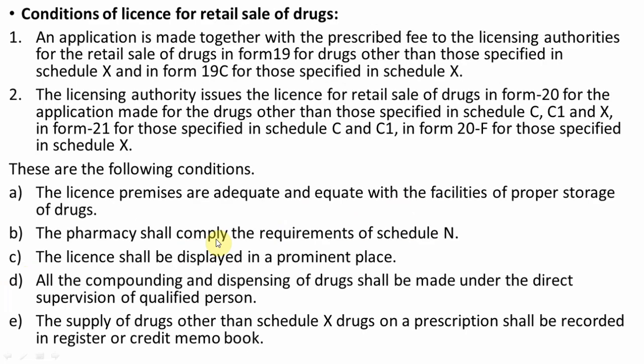Next, the conditions of license for retail sale of drugs. These are the conditions. The licensed premises are adequate and equipped with the facilities for proper storage of drugs. The pharmacy shall comply with the requirements of Schedule N. This license must be displayed in a prominent place. All the compounding and dispensing of drugs shall be made under the direct supervision of a qualified person. The supply of drugs other than Schedule X drugs on a prescription shall be recorded in a register or credit memo book.